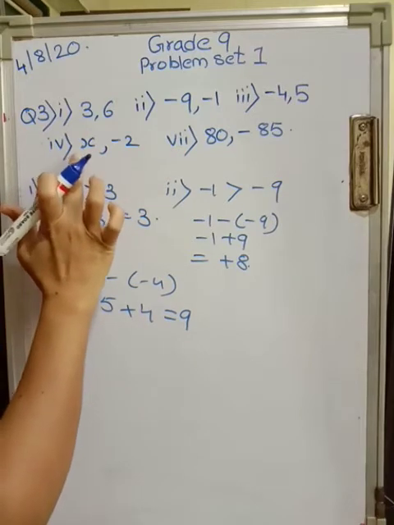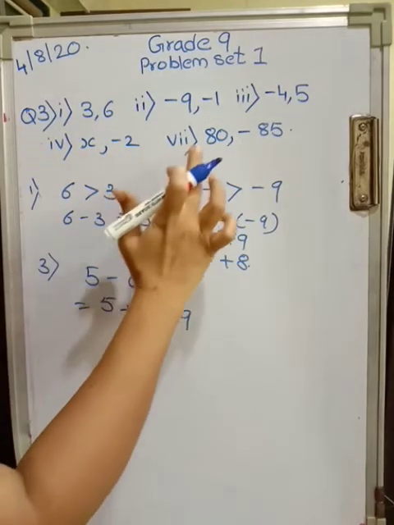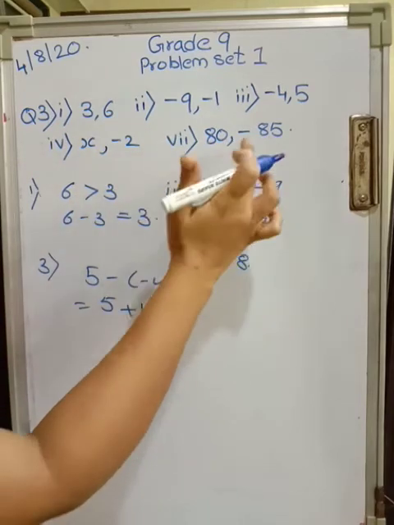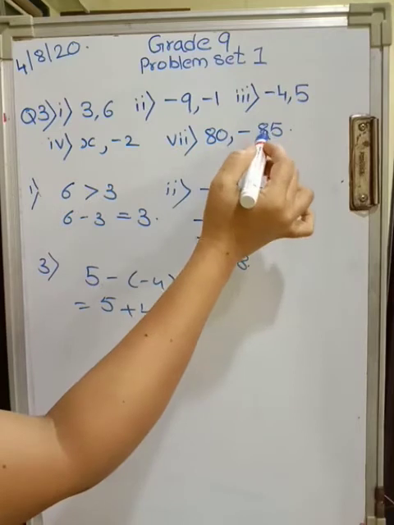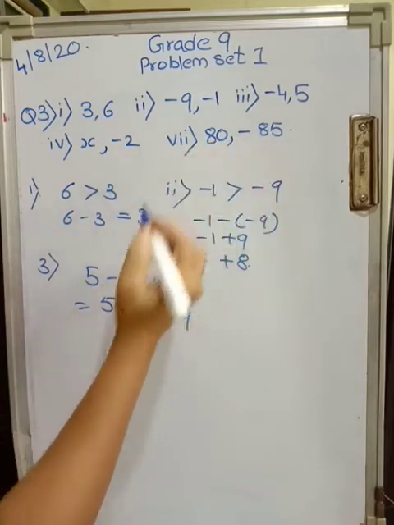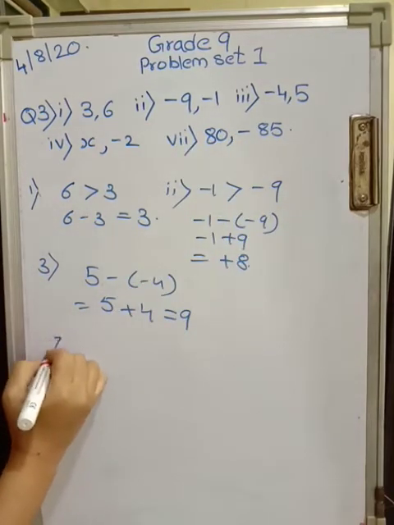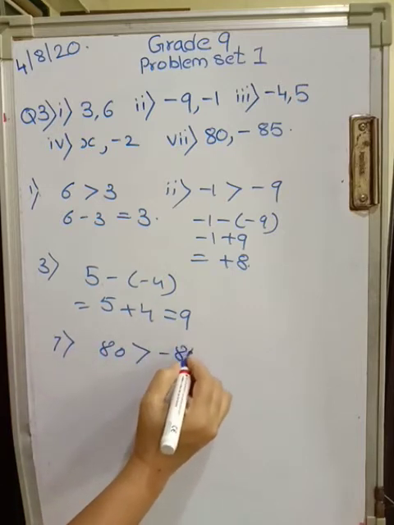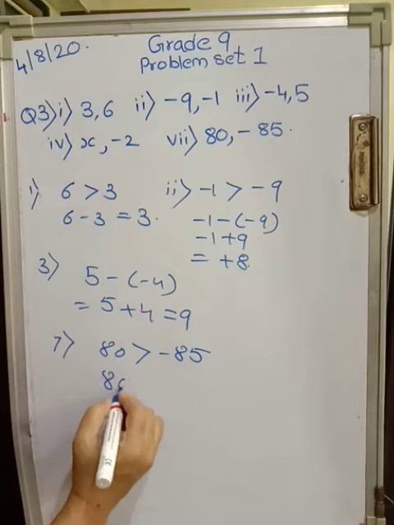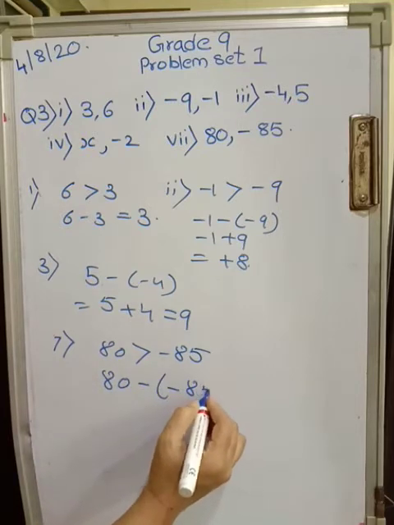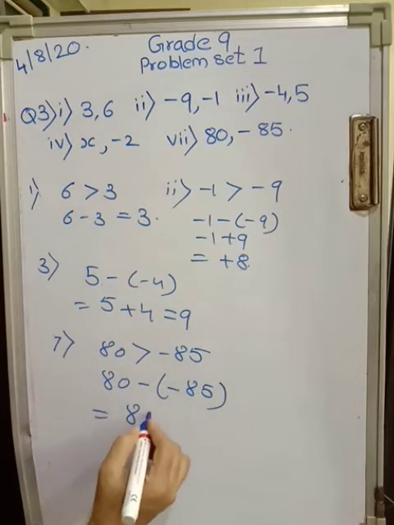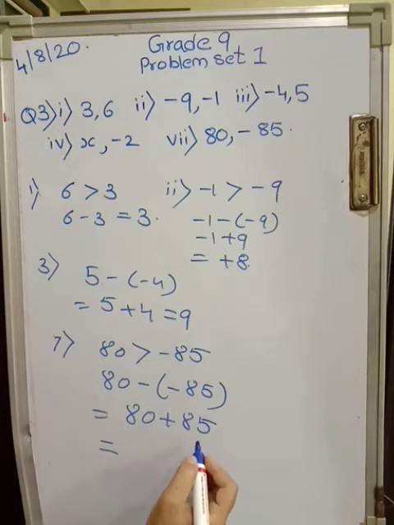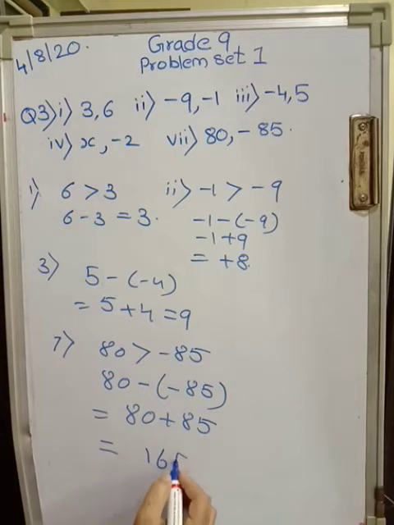Now first we'll take this and then we'll go for the last. 80 and minus 85. Which is the smaller one? Minus 85 is smaller and 80 is greater. So we have 80 is greater than minus 85. So distance will be 80 minus minus 85. So it becomes 80 plus 85. And so we get 80 plus 80 is 160 plus 5, 165.